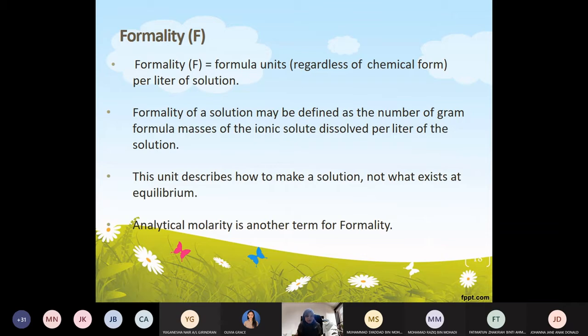Okay, moving on next is formality. So, formality is abbreviated with the capital letter F. Okay, F. Okay, so formula unit, the definition is similar like molarity, but it is regardless of the chemical form. Okay. So this unit of concentration normally describe how to make a solution, but not what exists at equilibrium. Okay. So what does it mean here?